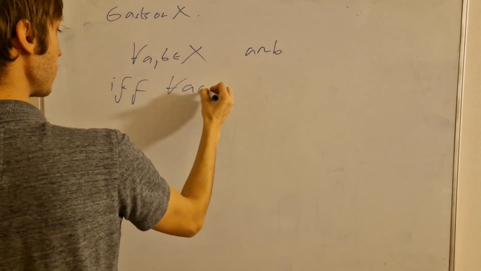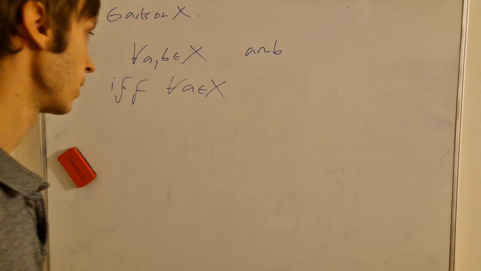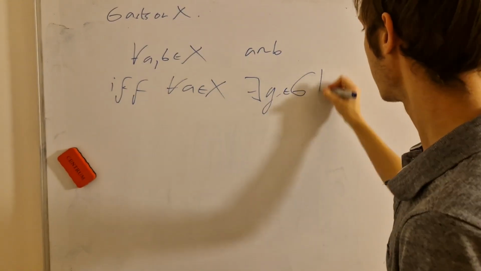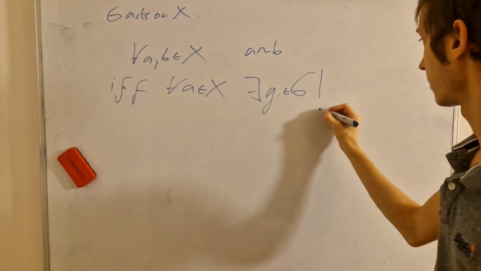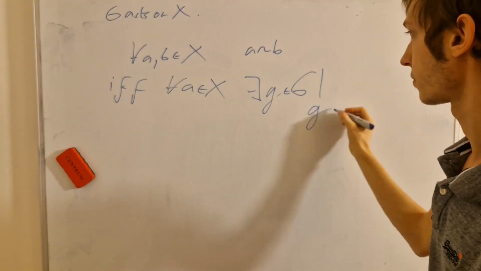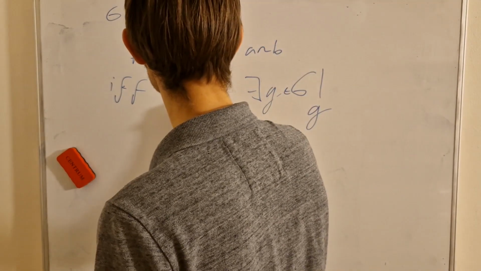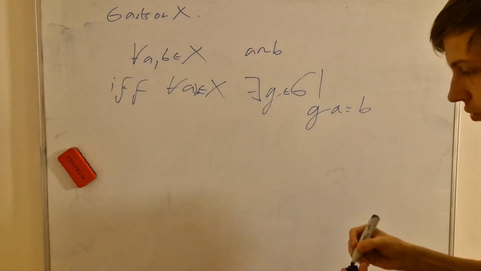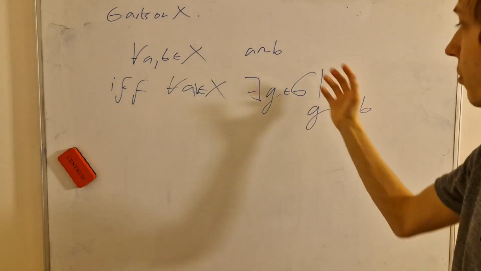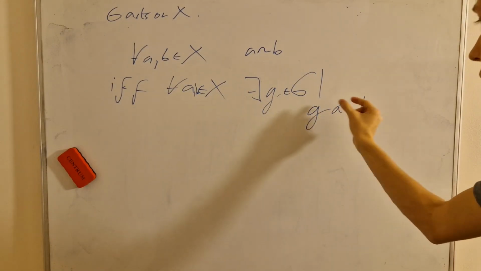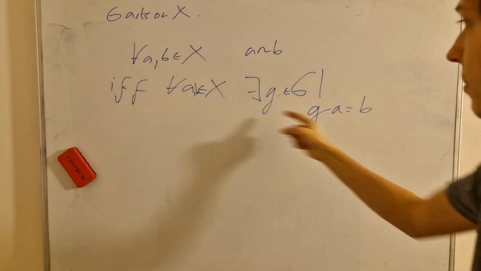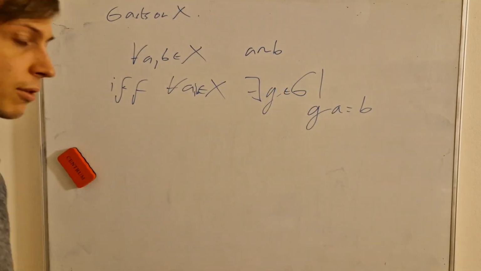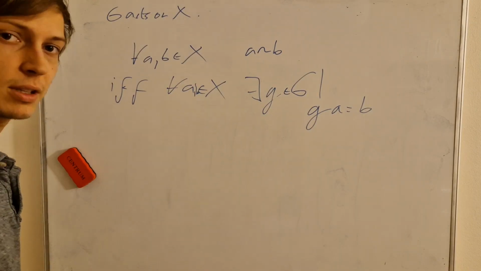For any A inside the set X, there exists something in the group G such that for any elements A, B in the set, we have GA equals B. So we can find an element from G that, if it acts on this element from X, will give that other element in X. Then A and B are in relation. And for a relation, we need reflexivity, symmetry, transitivity.